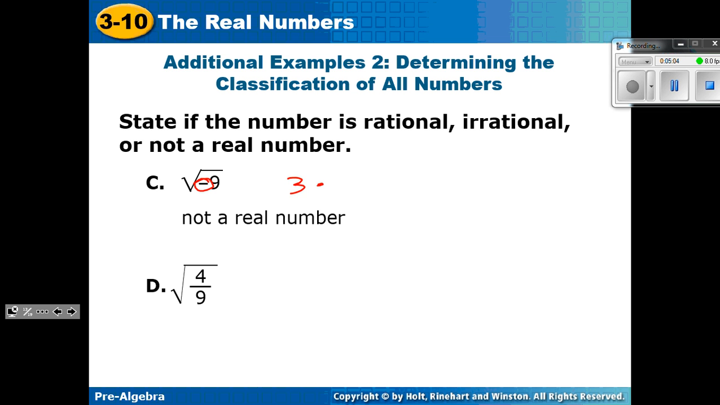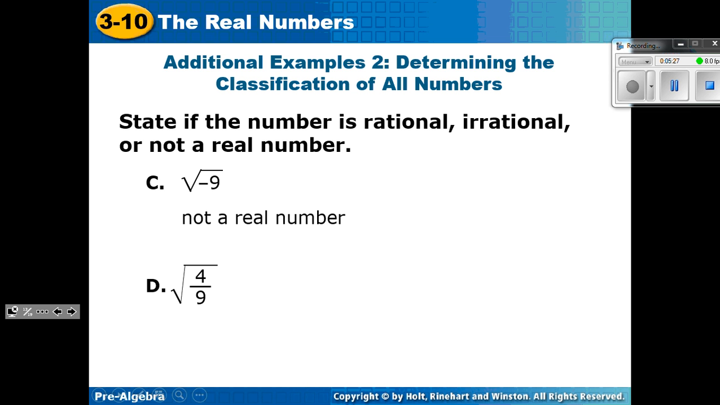You can't do 3 times 3 to equal negative 9. That doesn't work. You can't do negative 3 times negative 3 to equal negative 9 because that equals positive 9. So that doesn't work. There's nothing you can multiply times itself that will equal a negative number. So any negative number under the radical is going to be not a real number.